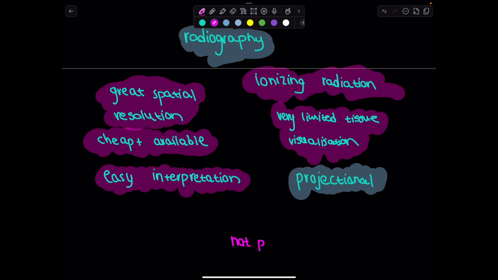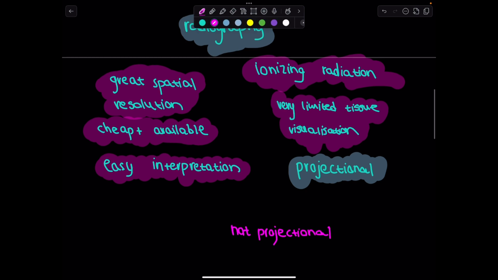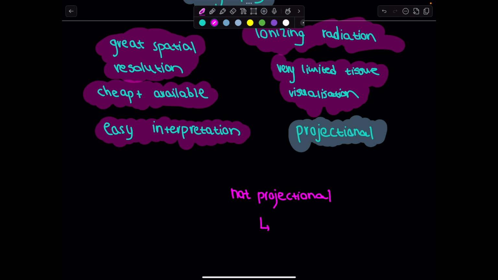Yeah, so we were saying projectional radiography flattens 3D into 2D, causing overlap issues. Non-projectional imaging techniques exist, like CT, MRI, and ultrasound. CT uses X-rays from multiple angles to create 3D slices, avoiding overlap. MRI uses magnetic fields for detailed 3D images, and ultrasound uses sound waves for real-time, non-radiative views. These give clearer, layered visuals of organs and tissues.